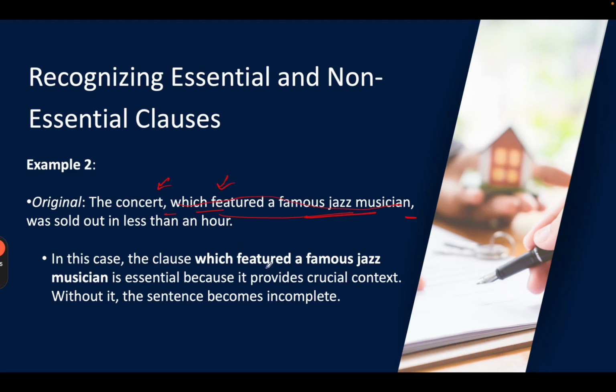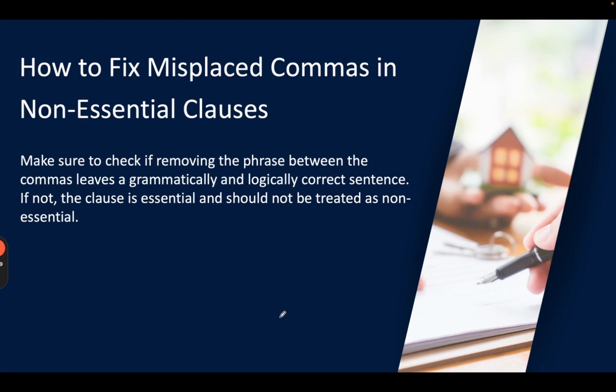In this case, the clause which featured a famous jazz musician is essential because it provides crucial context. Without it, the sentence becomes incomplete. So, this is how you'll have to understand even the meaning of the sentence to know if a piece of information is essential or non-essential. How do you fix misplaced commas and non-essential clauses? Make sure that you check if something is non-essential or not by removing the commas. Leave that particular phrase out and read the sentence. See if the sentence is making logically correct meaning or if it's a correct grammatically structured sentence. This is going to help you understand if the commas are being misplaced.